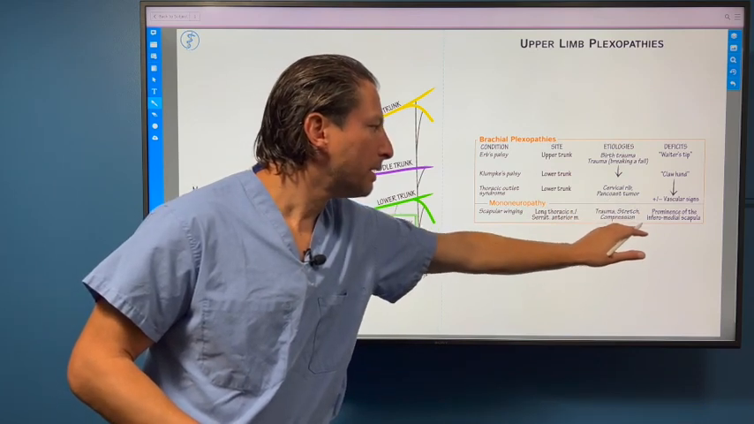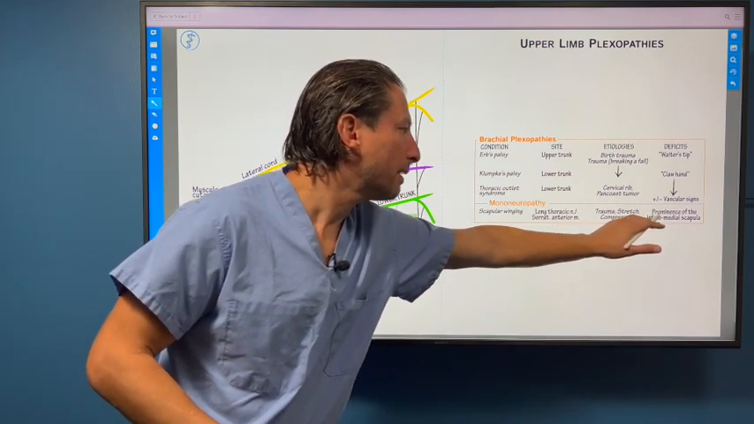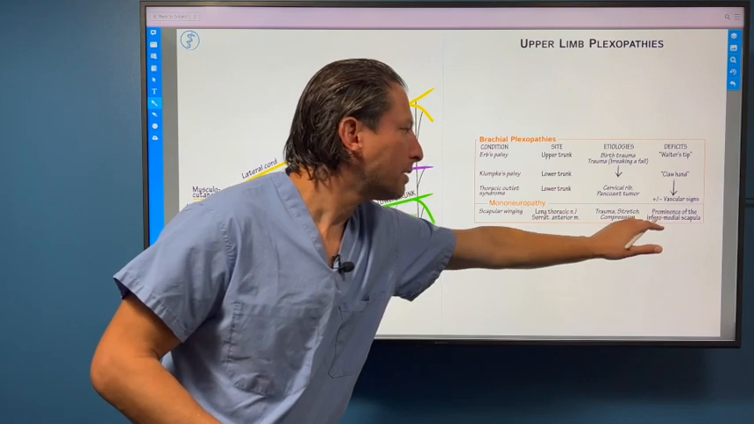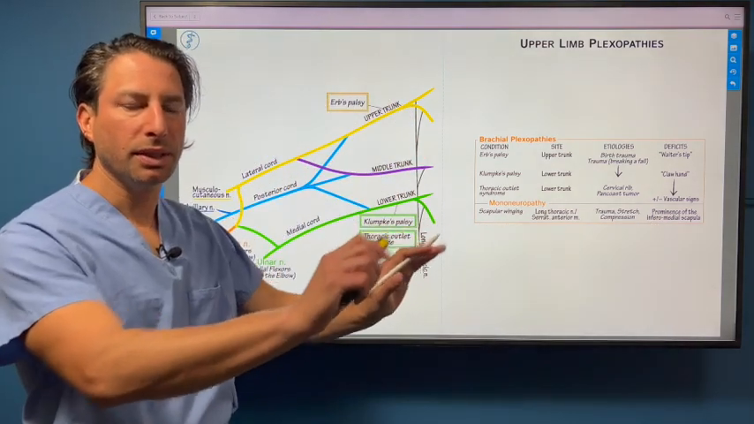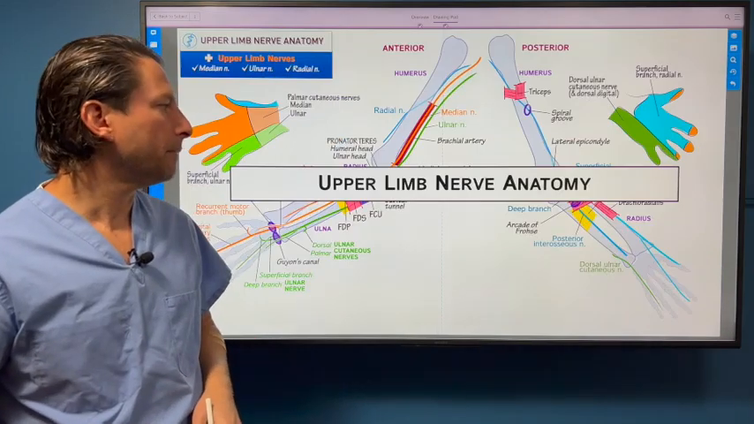And then as a mononeuropathy, we talked about scapular winging, long thoracic nerve, serratus anterior muscle, trauma, stretch, compression, can be idiopathic, and then there's prominence of the inferomedial scapula on evaluation, and you have patients push against the wall and you can see the scapular winging.